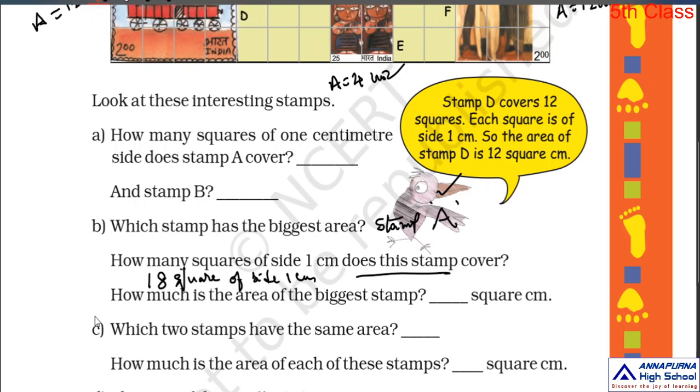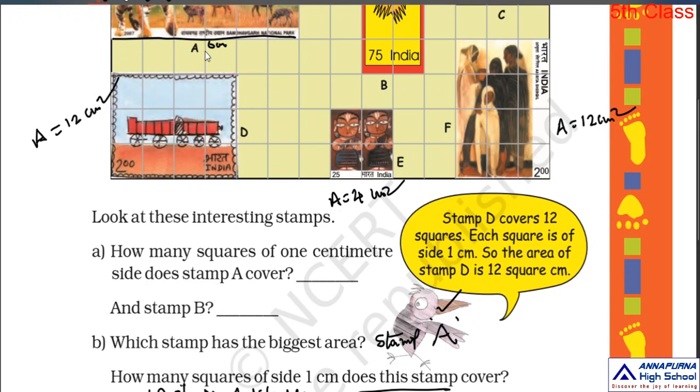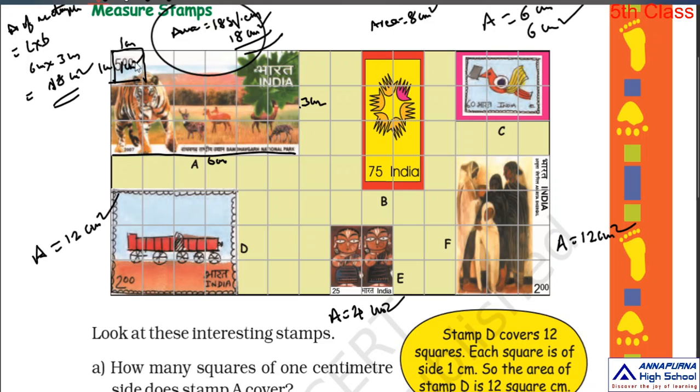Okay. Next, third one is, how much is the area of the biggest stamp? So already we learned. Take stamp A, each square is of 1 centimeter side. So the area of stamp A is, how many such squares are there? 18. Therefore, how many centimeter squares are there? 18 square centimeters are there.